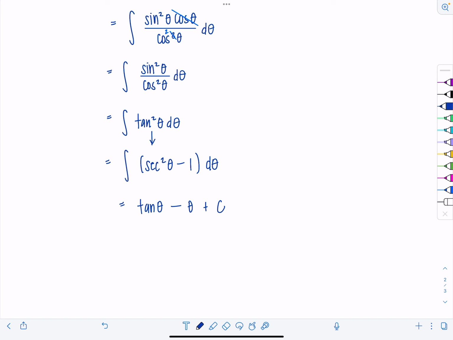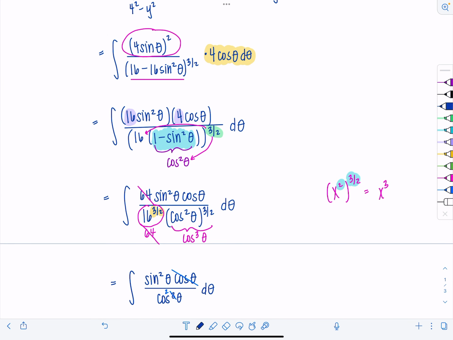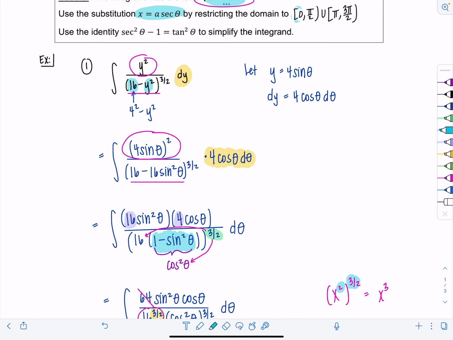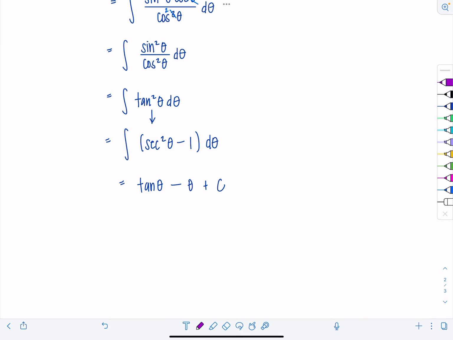Okay, almost done. Just remember, the original integral was expressed in terms of y, not theta. So we have to go back to the original variable. So go back, check what that original substitution was that you made. You remember right here when we let y equal 4 sine theta? That's going to help us switch back to the original variable. So recall that y was equal to 4 sine theta. So what we're going to do now is isolate the trig function, isolate sine theta. Sine theta equals y over 4.